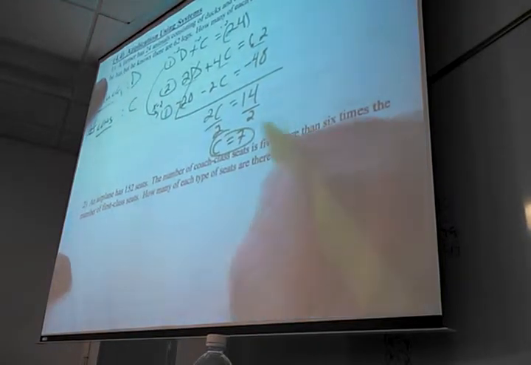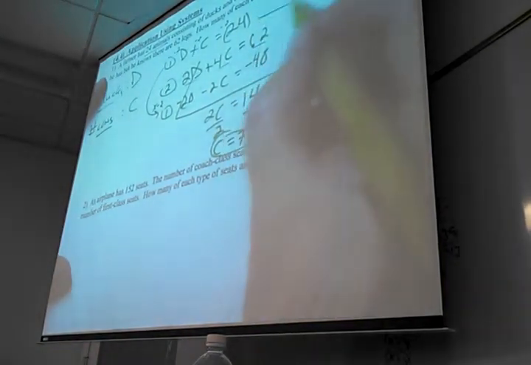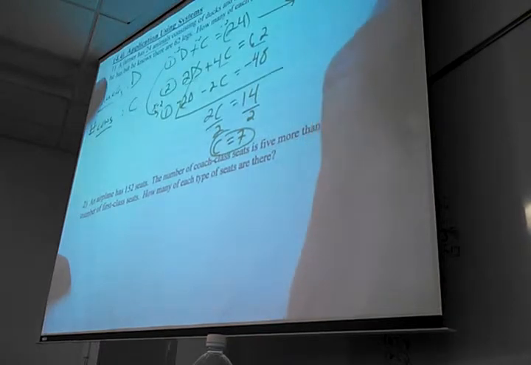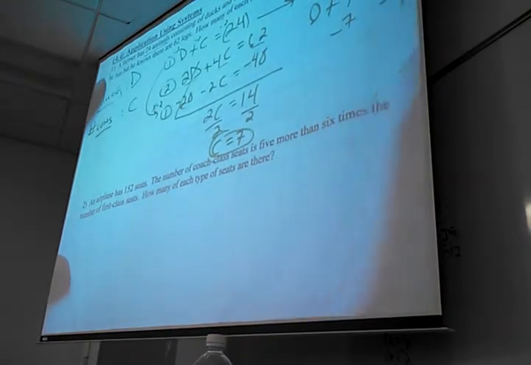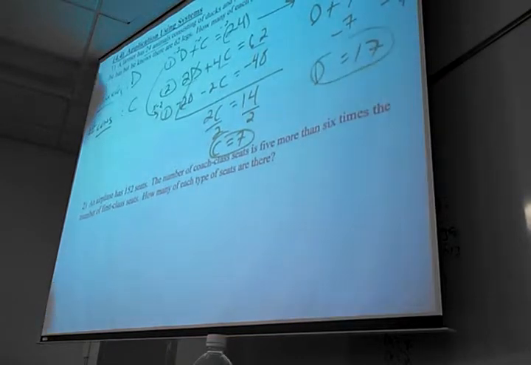So if C is 7, how do I get D? I'm going to plug it into the easy one here. D plus cows, 7. Subtract the 7. There must be 17 ducks.